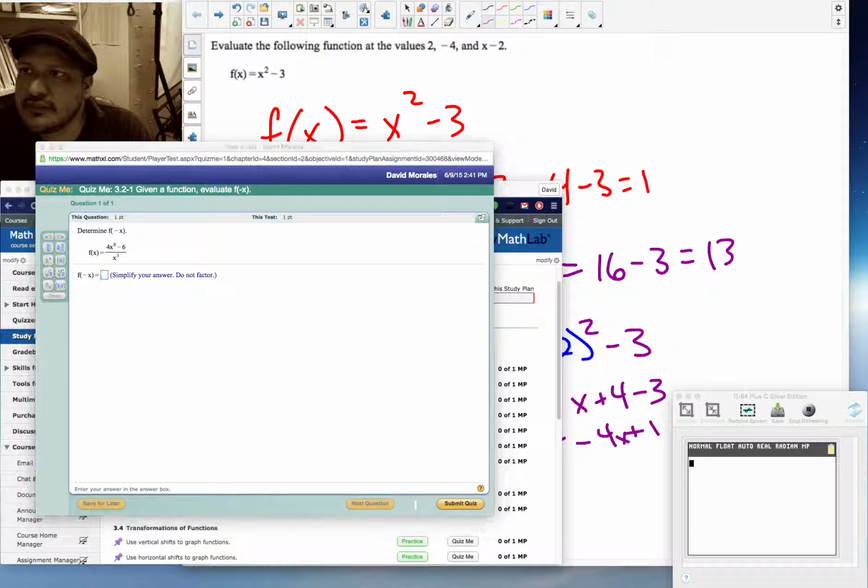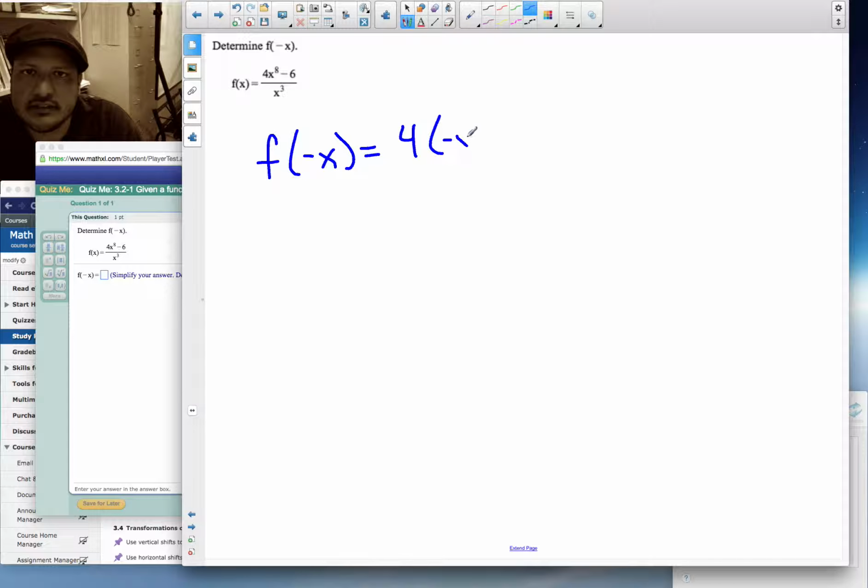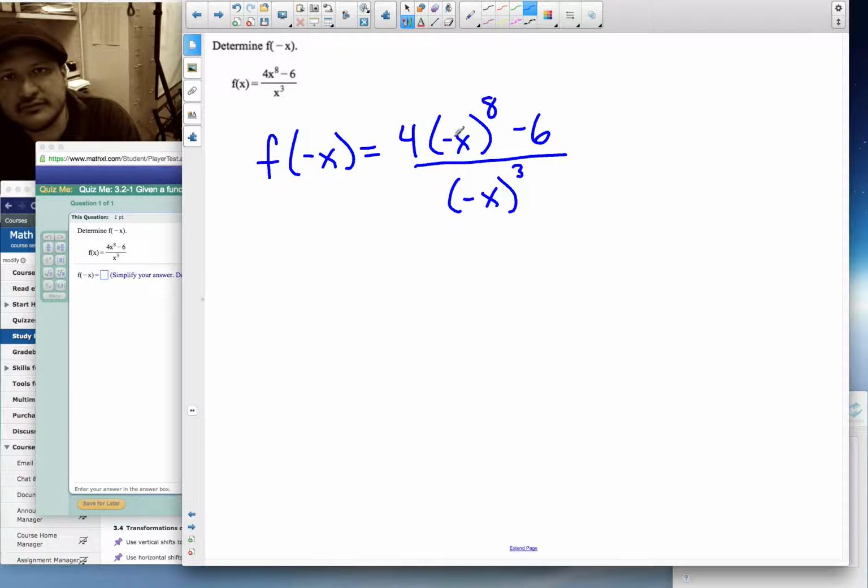Determine f of x, f of negative x. So here what this means is we're just going to plug in negative x and let's see what we get. We get 4 times negative x to the 8th. All I'm doing is simply substituting at first. Now here, the negative times itself 8 times is going to be positive. So it's just going to be 4x to the 8 minus 6. Here you're going to get negative times negative times negative, so it's going to stay negative.